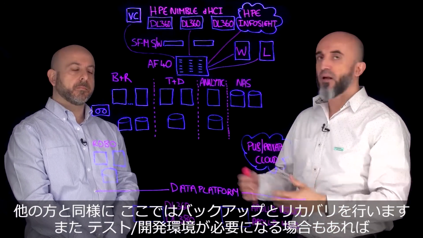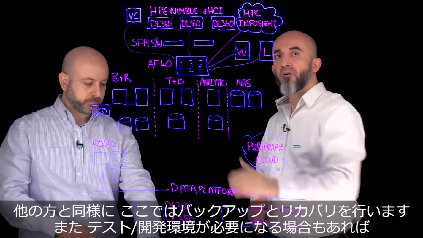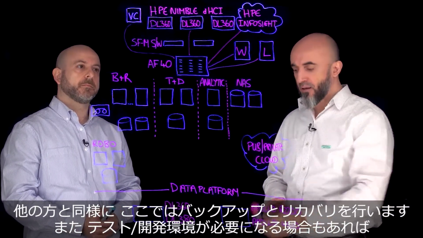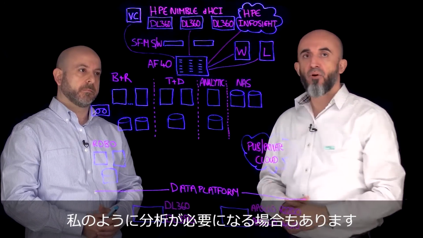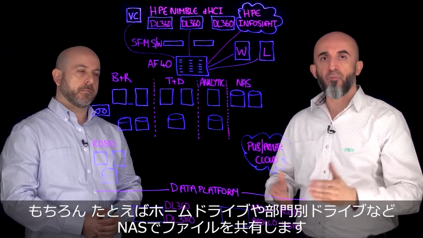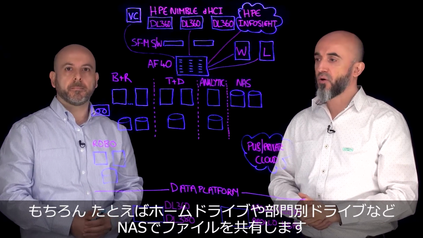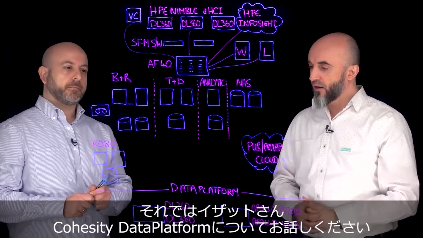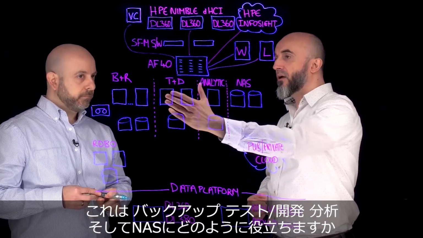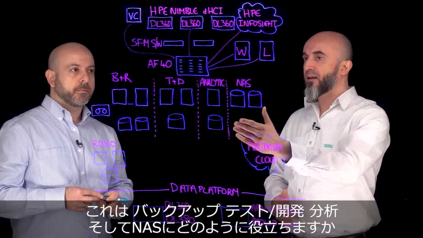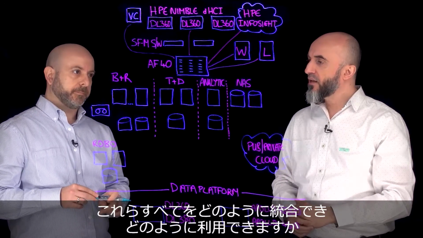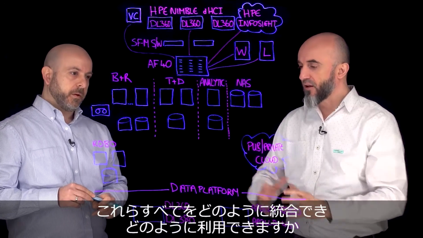And like anyone else out there, I will be doing my backup and recovery. I might have a need for a test dev environment as well, and I might have a need for analytics that I want to do. And of course, everyone has these file shares, NAS, for example, home drives, departmental drives, and so on and so forth. So Ezat, talk to me about the Cohesity data platform. How can it help me do my backup, my test dev, my analytics, and my NAS? As you know, everything is a silo use case today. How can I consolidate all that and take advantage of it?